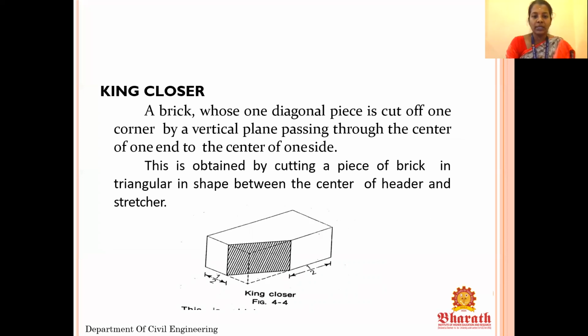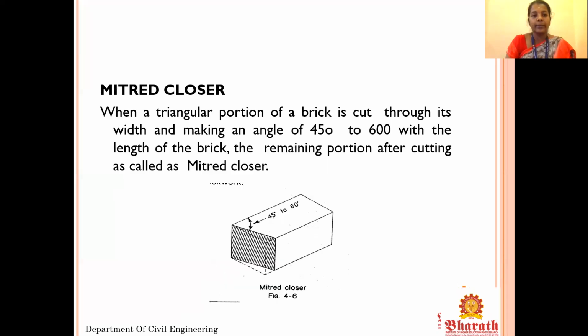So in king closer you can see the diagonal piece is cut off, and the vertical plane passes through the center of one end to the center of one side. This is obtained by cutting a triangular piece of brick between the center of the header and the stretcher. If the brick is cut from the center of the header to the center of the stretcher, it is called the king closer brick.